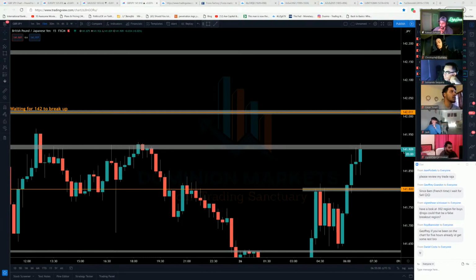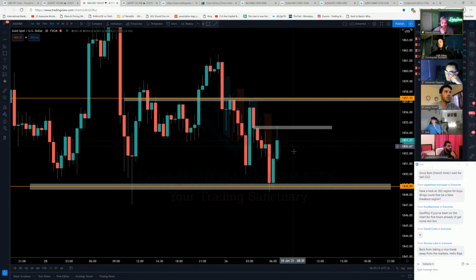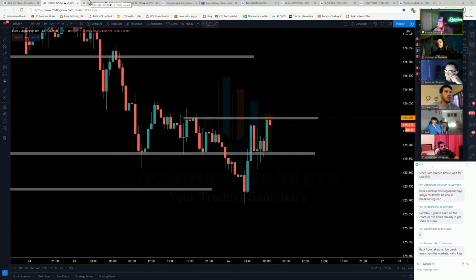Do you think if we reach 142 right now, we would expect a retracement after such a 40-pip bull run? Yes, we would expect a retracement. But at this point, we're just waiting to see if we're going to break above or break down. Also, this 1-hour candle is about to close in about 4 minutes.